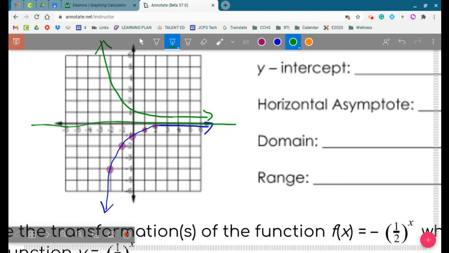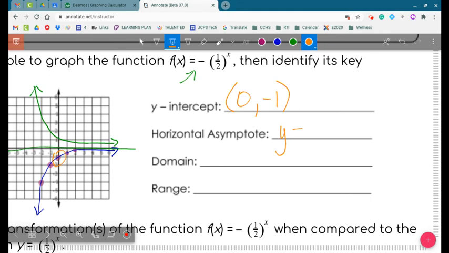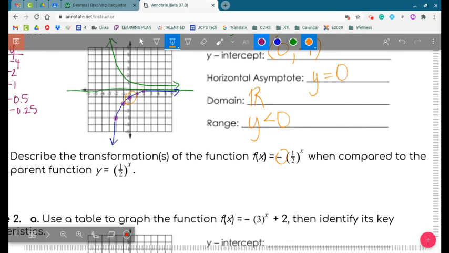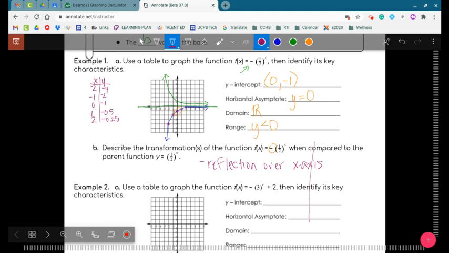So let's look at our blue line down here. The y-intercept is (0, negative 1). The horizontal asymptote is y equals 0 because it doesn't cross the 0. Domain is always all real numbers. Now our range is going to be y is less than 0 because it's everything down. Okay, so the only thing that was different was this negative. So this means it was a reflection over the x-axis. Let me know if you guys have any questions over that one.